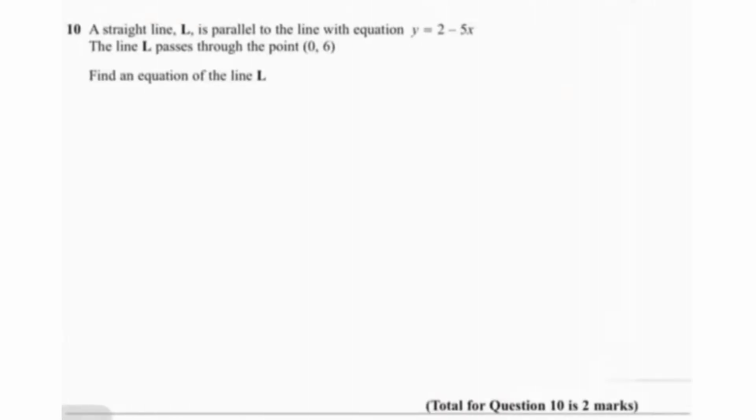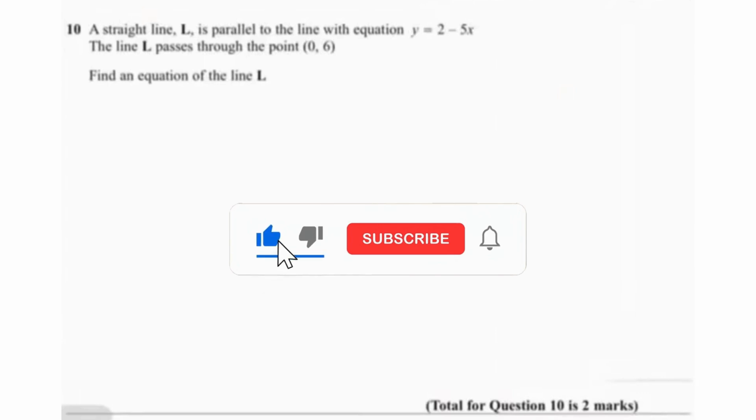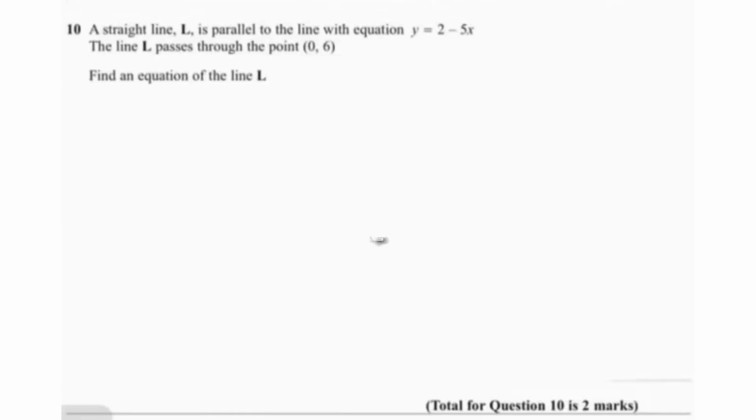Next thing they can talk about is parallel lines. The question says a straight line L is parallel to the line with equation y equals 2 minus 5x. The line L passes through the point 0, 6. Find an equation of the line L. So when they talk about parallel lines, you need to be aware of the fact that if two lines are parallel, let's say these two lines are parallel.